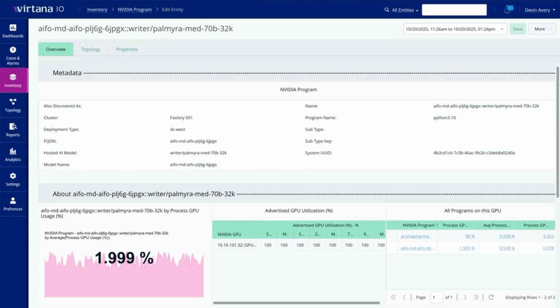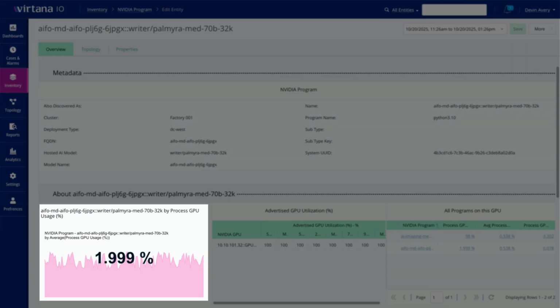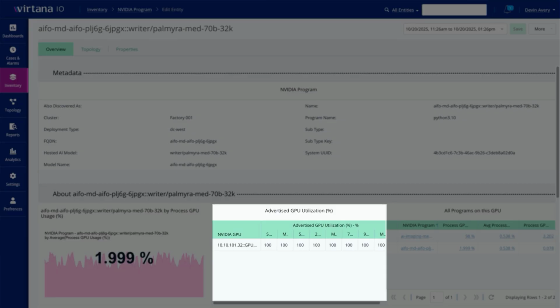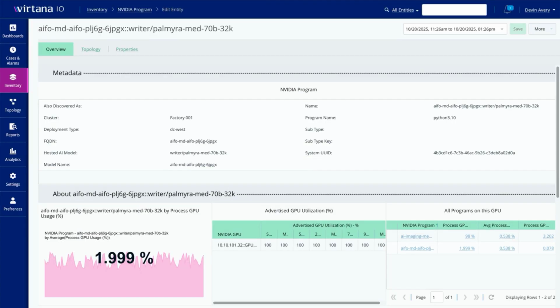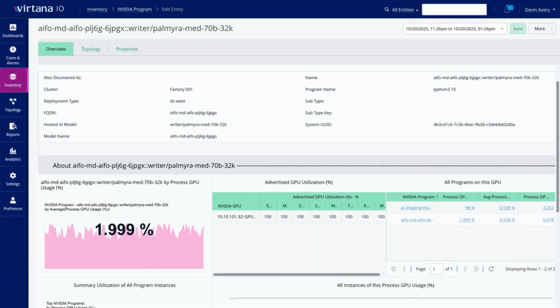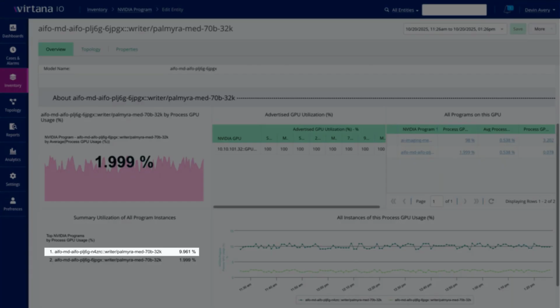The issue becomes clear. The writer instance gets only 2% utilization, while the GPU is at a consistent 100%. This noisy neighbor scenario is confirmed by seeing that the imaging AI service is consuming the remaining 98% of the GPU. The other writer instance, which is using its own GPU, is healthy at 10% utilization.